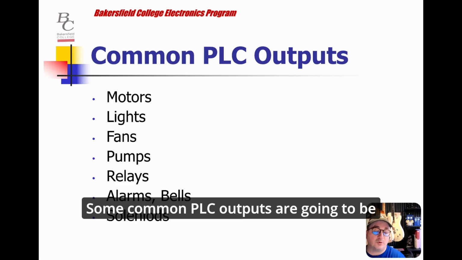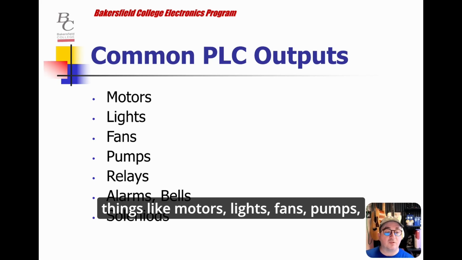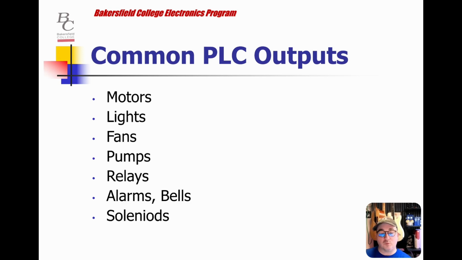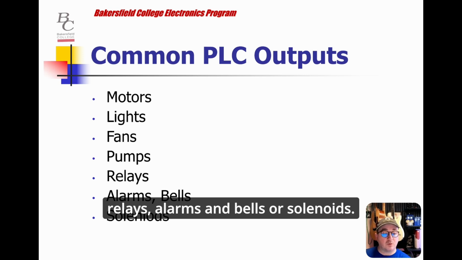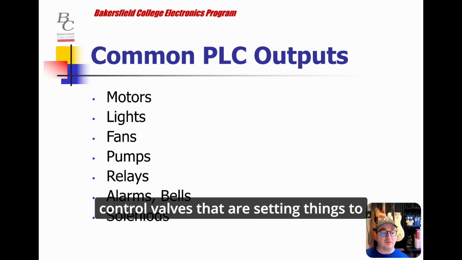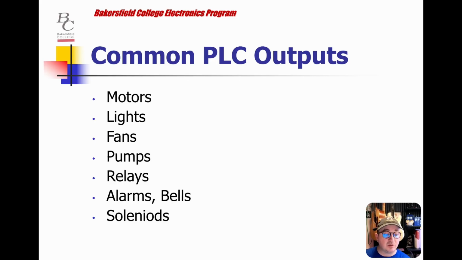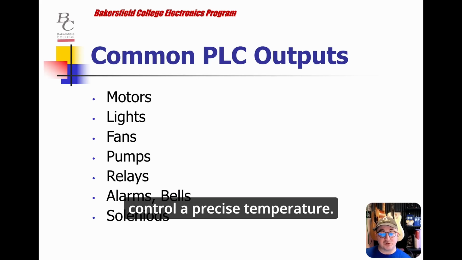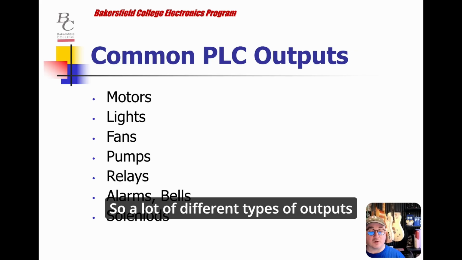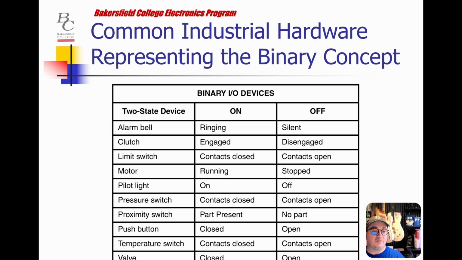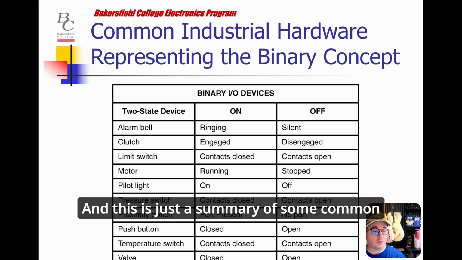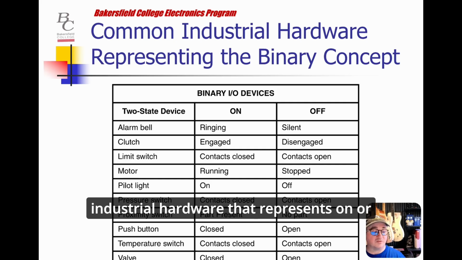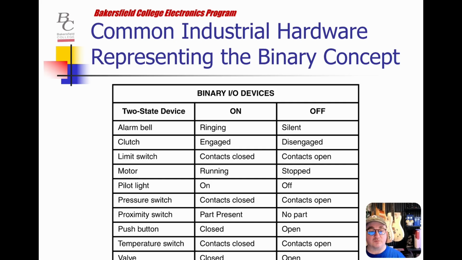Some common PLC outputs are going to be things like motors, lights, fans, pumps, relays, alarms and bells, or solenoids. But there's also analog outputs like control valves that are setting things to a specific position. There are certain types of heaters that take pulse width modulation signals that will allow you to control a precise temperature. So a lot of different types of outputs that are commonly connected to a PLC. And this is just a summary of some common industrial hardware that represents on or off inputs or outputs.